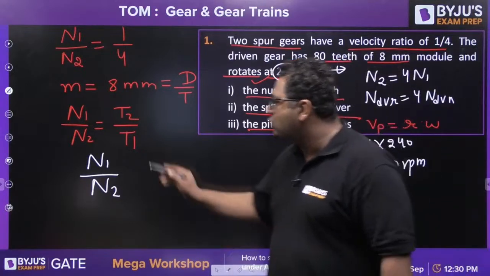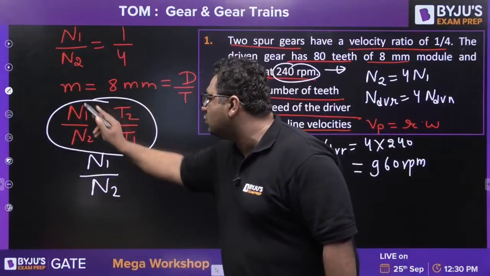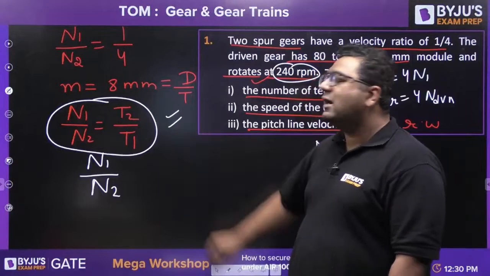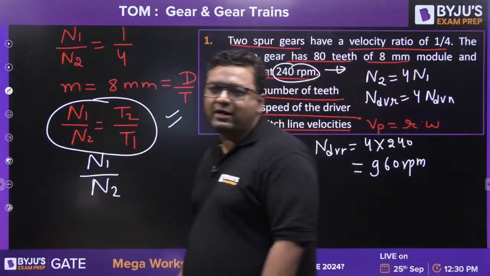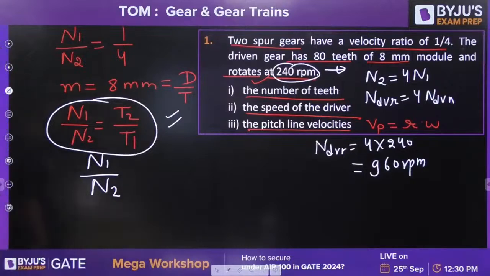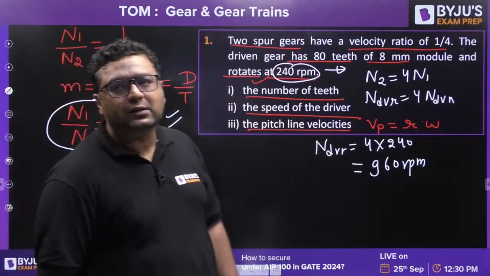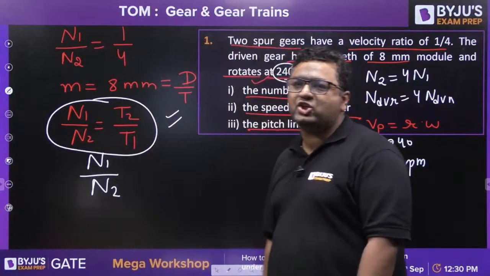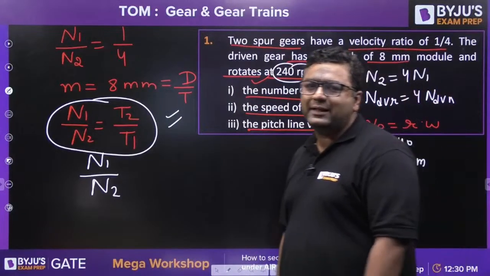This speed ratio is just opposite. With the help of this, you can find out the number of teeth. After getting the number of teeth, you can find out whatever else is required. Solve this question. What would be the answer?